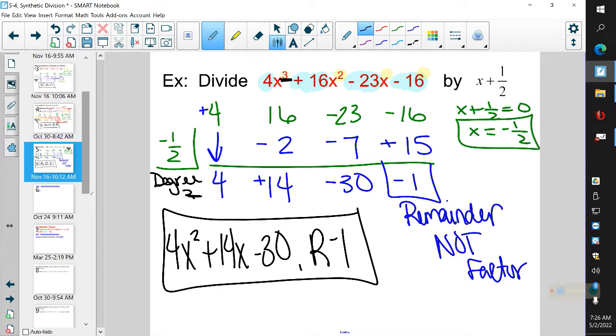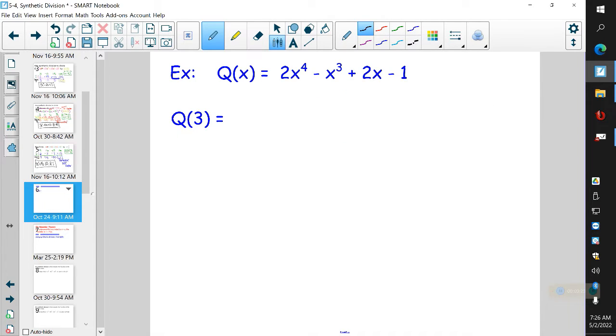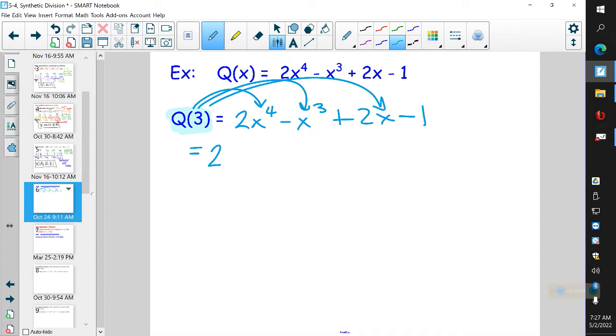Now, the next thing we're going to talk about is what we call the remainder theorem. Before we do the remainder theorem, if you would have seen this previously, q of x is this polynomial, and I want to know what q at 3 is. Well, we've done evaluation many times. All this is a simple evaluation problem where you are taking the function q of x, which represents this right here, and every place you see an x, you will plug in the value 3 in its place. Give me 2 times 3 to the 4th power minus 3 to the 3rd power plus 2 times 3 minus 1.